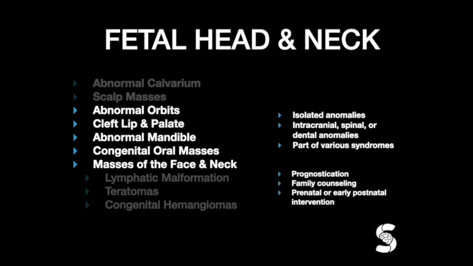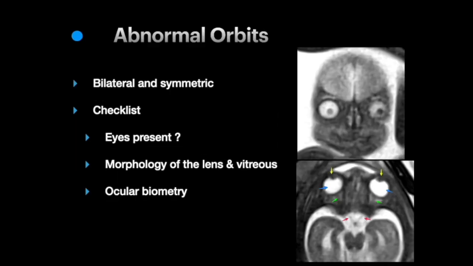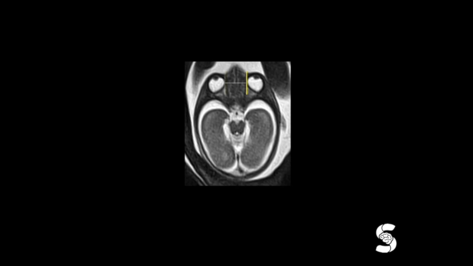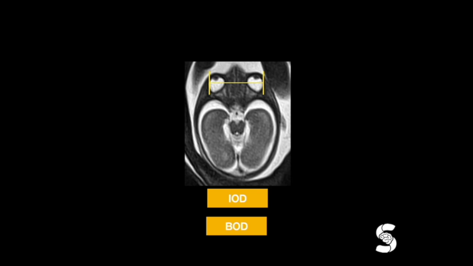Proper evaluation of fetal facial deformities can help in prognostication, family counseling, and perinatal or early postnatal interventions. Let's start with orbits. A routine assessment of the fetal eye during cerebral and head and neck examination should be done because the brain and the eye show a common embryological origin. Measurements include the interocular distance, the binocular distance, and the ocular distance itself.